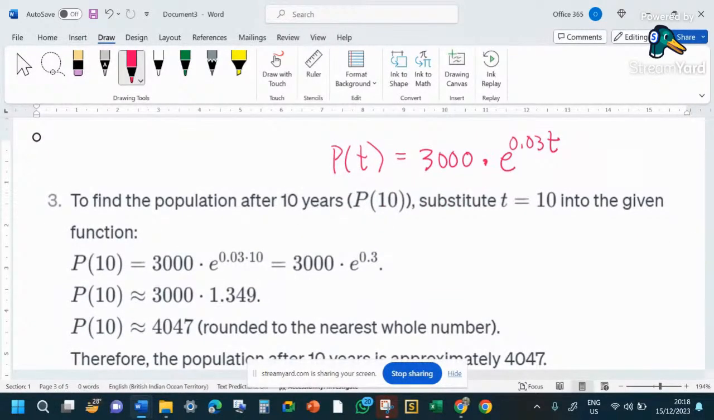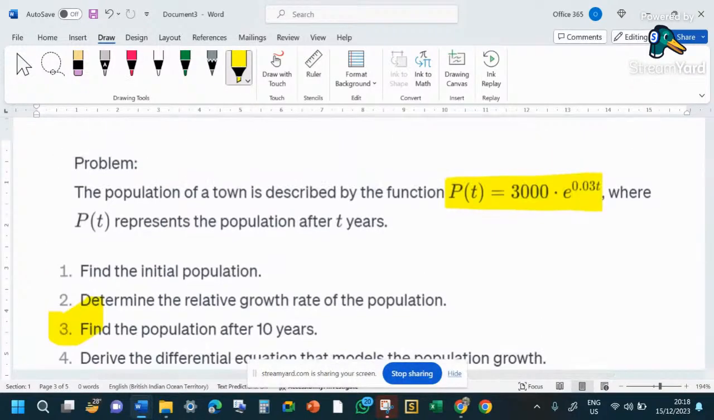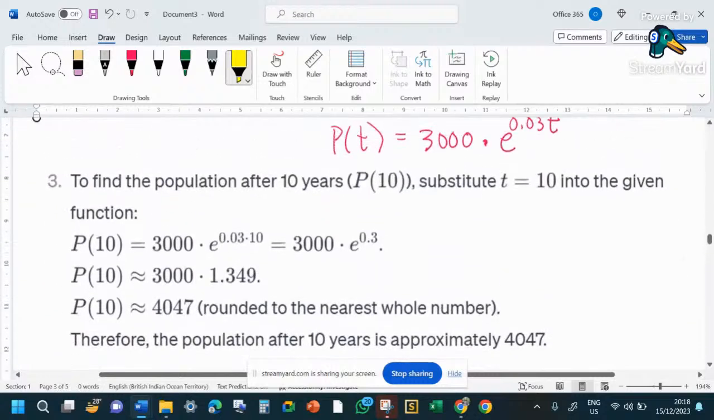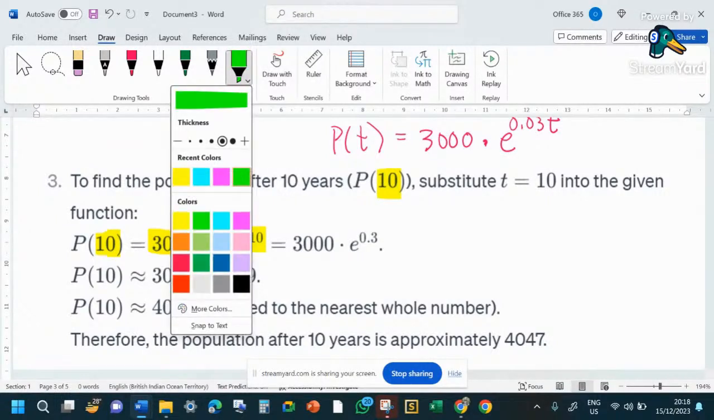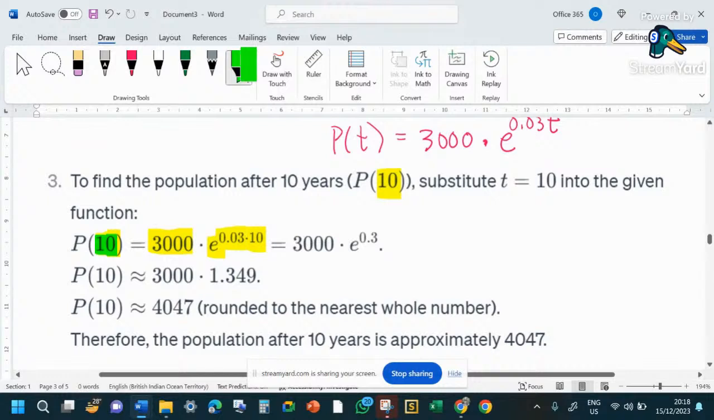Using this growth formula, it says here to find the population after 10 years. Therefore, your t will be 10, right? So you have P of 10 is equal to 3,000 e raised to 0.03 times 10. That's it. Okay, so I will emphasize that by putting a green over it.